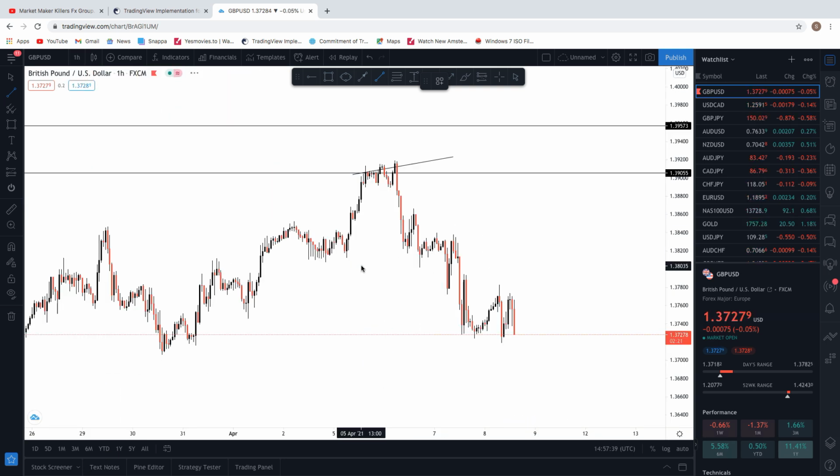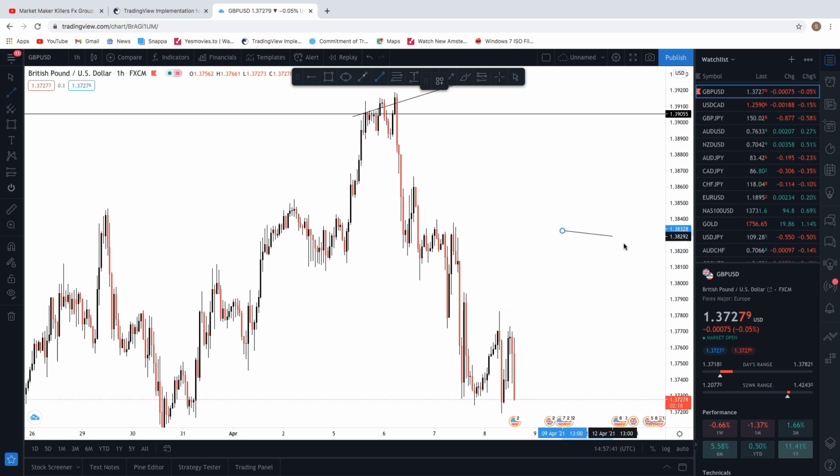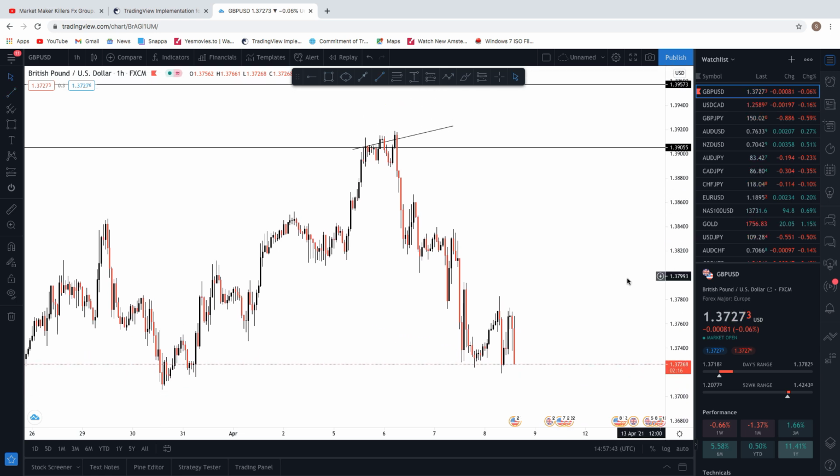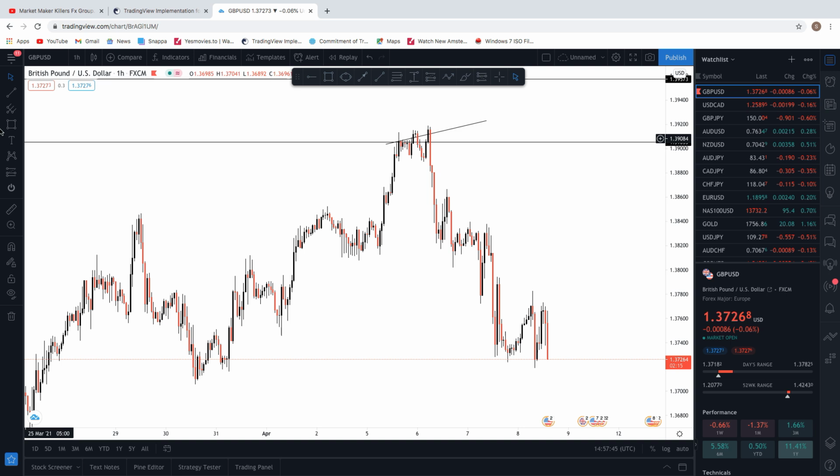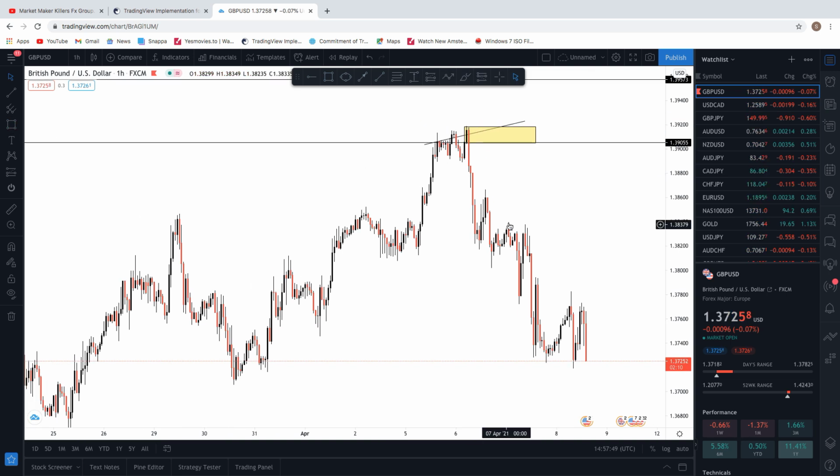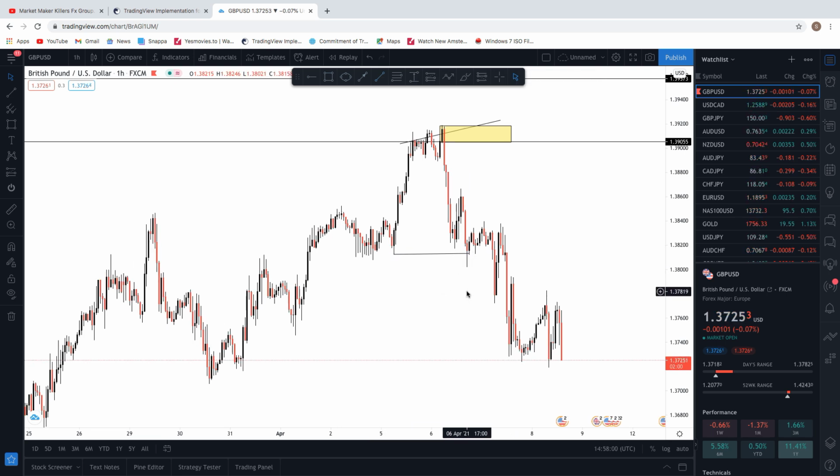Going over to the 1 hour, we can see that this is what happened. We've got price coming from our supply. Here's our supply level. Price pushes down, and as price pushes down, price breaks structure. We can see that this is a clean structure breaker that we have right here.